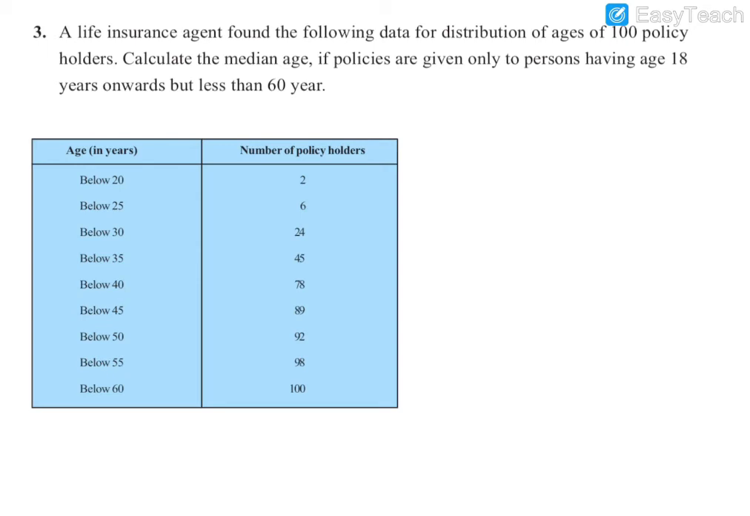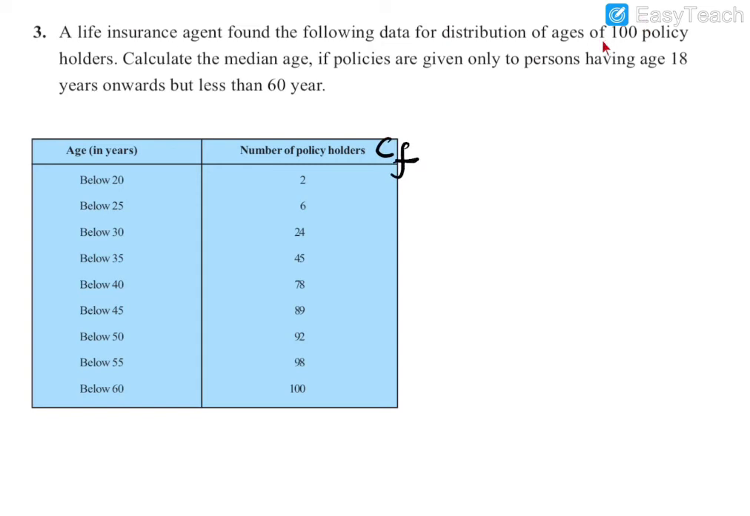Question number 3. A life insurance agent found the following data for distribution of ages of 100 policy holders. Calculate the median age if the policies are given only to persons having age 18 years onwards but less than 60 years. Notice the table given in the question. We are given age in years, below 20 years, below 25 years, and so on. In the second column, we are given number of policy holders. These are the cumulative frequencies.